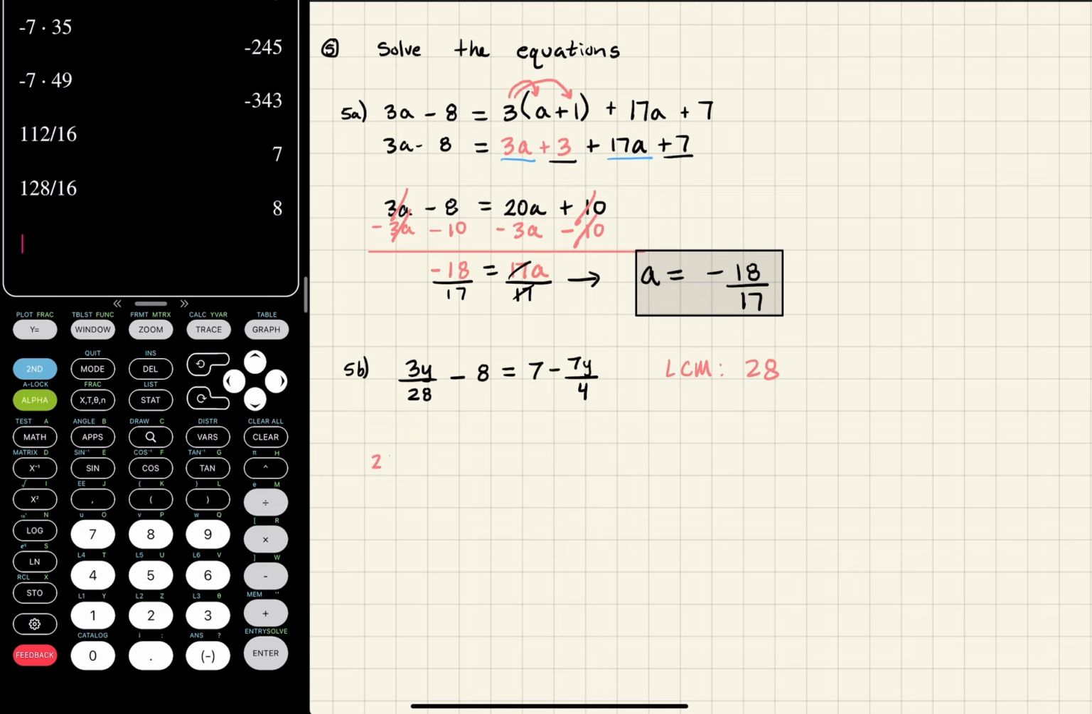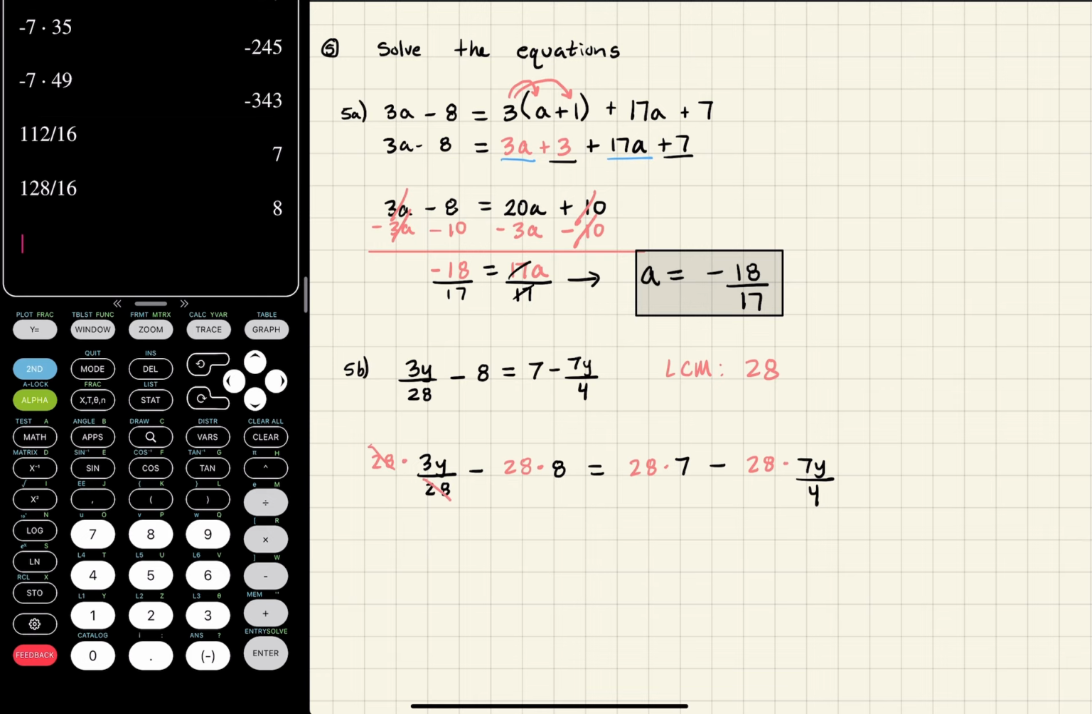So then what I'll do is I'll multiply everything in the problem by the least common multiple. And the reason we do that is because it makes it pretty easy to cancel some things out.